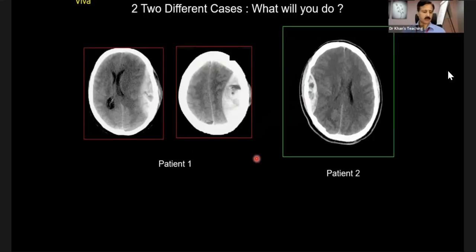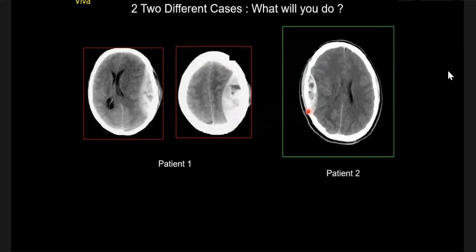Classical viva question. This is the same thing I am showing you. I'm showing you patient 1 and patient 2 with the same finding. My question is a viva question. You have picked it up. You are the on-call radiologist. What is happening? What will you do?